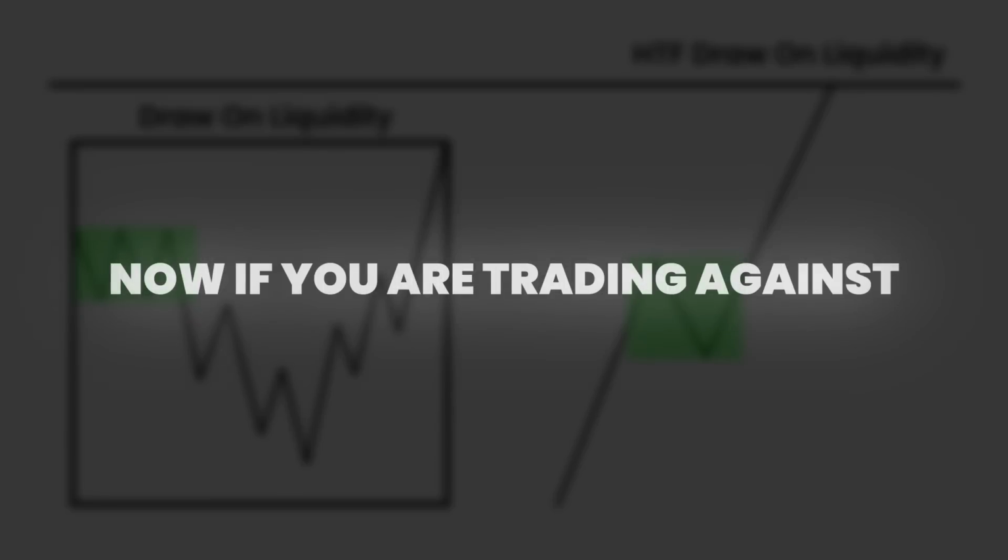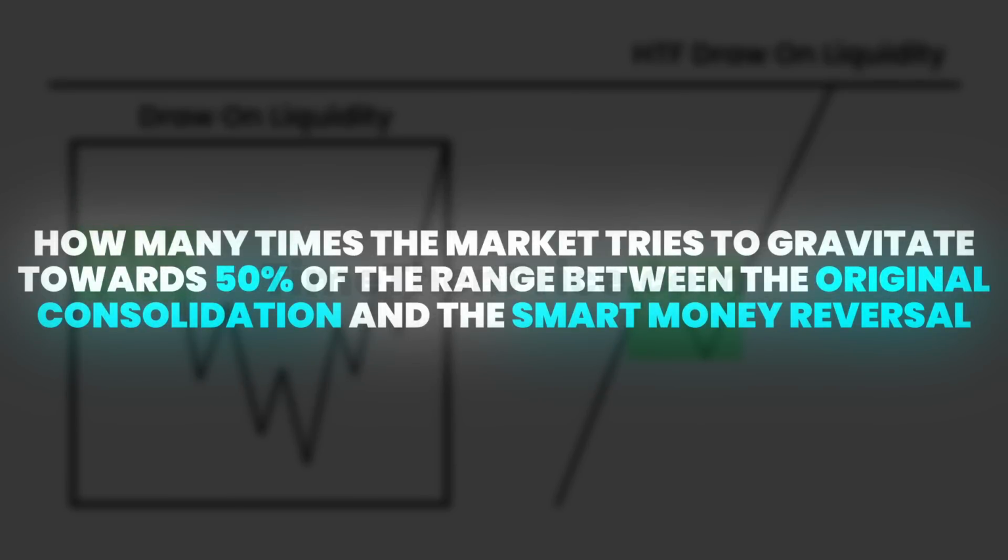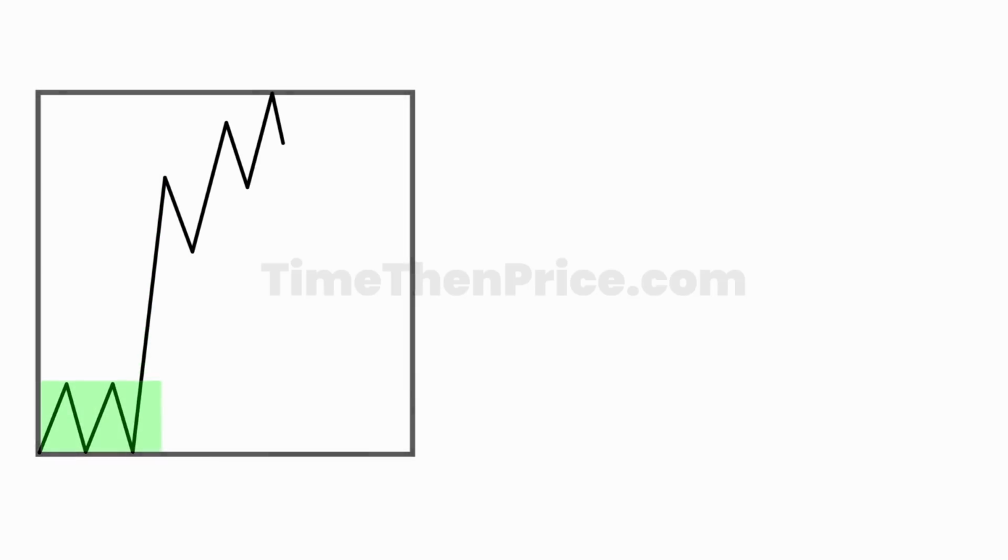Now, if you're trading against the higher time frame order flow, or when there's no higher time frame order flow clear to you, what I would suggest is to investigate how many times the market tries to gravitate towards 50% of the range between the original consolidation and the smart money reversal. If you have, for example, a bearish idea in mind in which you are looking for a short setup, instead of targeting the original consolidation, its respective low within the market maker sell model, I would suggest you to investigate how the market will react to 50% of the range from the low of the original consolidation to the high of the smart money reversal.